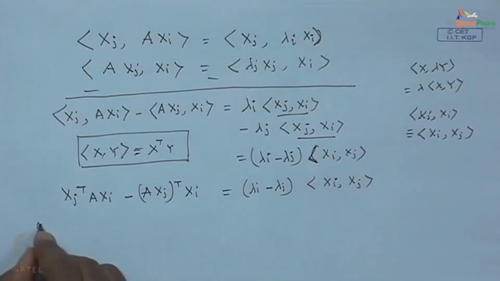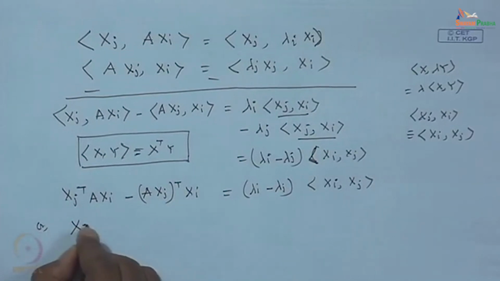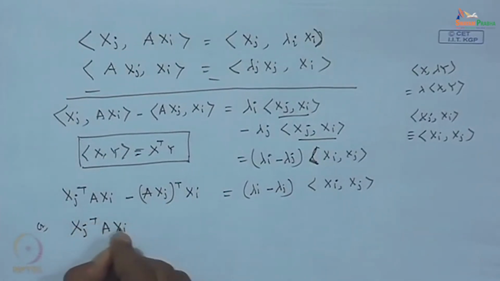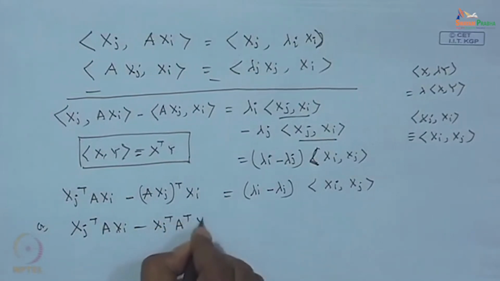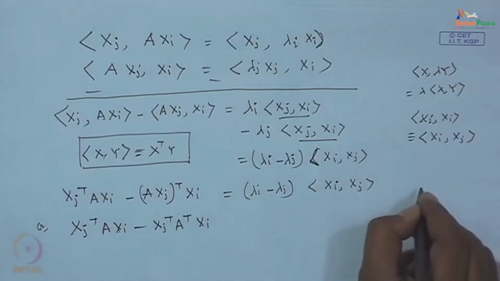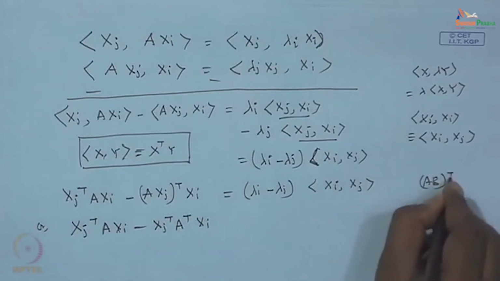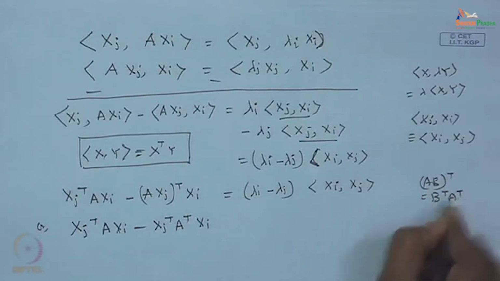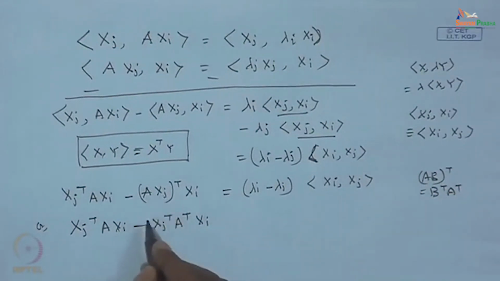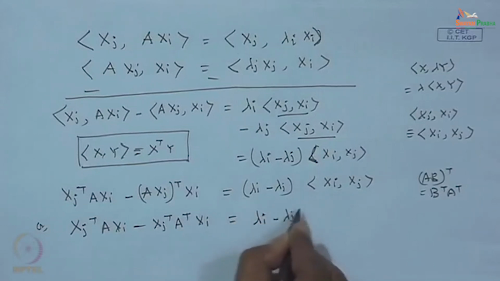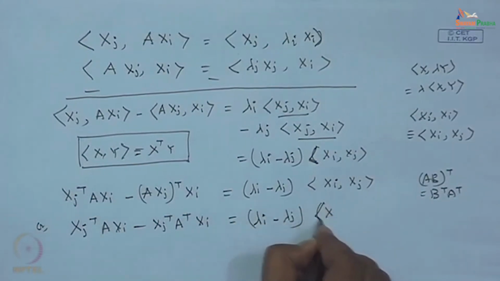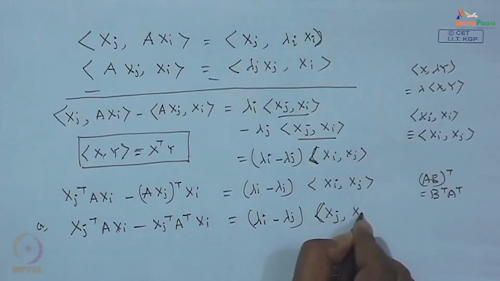So, just open up this transpose. What we get is x j transpose A x i is nothing but x j transpose A transpose x i. We utilize the formula that (A B) transpose is nothing but B transpose A transpose. So, x j transpose will be coming in the front. So, it will be x j transpose A transpose x i is equal to (lambda i minus lambda j) times the inner product of x j and x i.